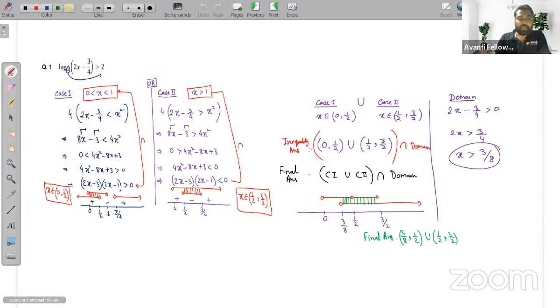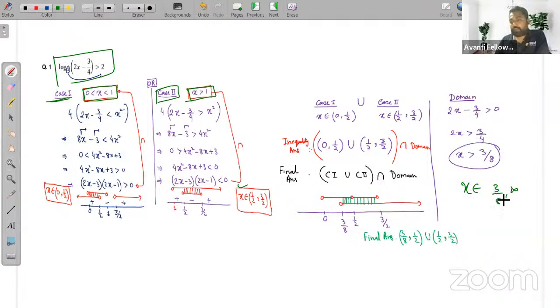You can see we have the question as log of 2x minus 3/4 to the base x is greater than 2. So first I am taking x lying between 0 and 1, one case. Second case, x is greater than 1. Okay, so I'm solving the given inequality for when x is lying between 0 and 1, and then I'm solving for x greater than 1, right? So by solving this inequality, for the first case I'm getting x belongs to 0 to half. In the second case, what I got is x belongs to 1/2 to 3/2, and the domain we are getting here is x belongs to 3/8 to infinity, right?